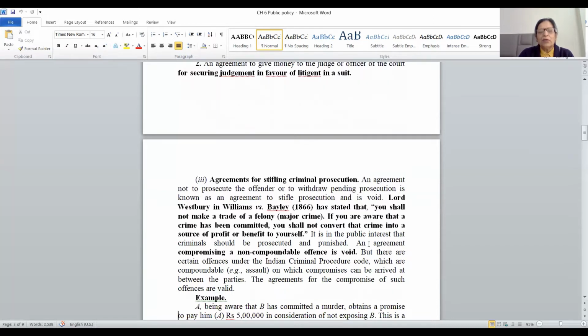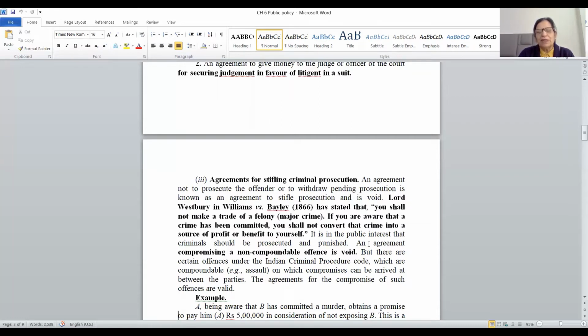It is said, you shall not make a trade of a felony, that is, a major crime. If you are aware that a crime has been committed, you shall not convert that crime into a source of profit or benefit to yourself. An agreement compromising a non-compoundable offense is void. An offense may be compoundable or non-compoundable, but a non-compoundable offense cannot be compromised. And if it is being compromised, then in that case it will be void.